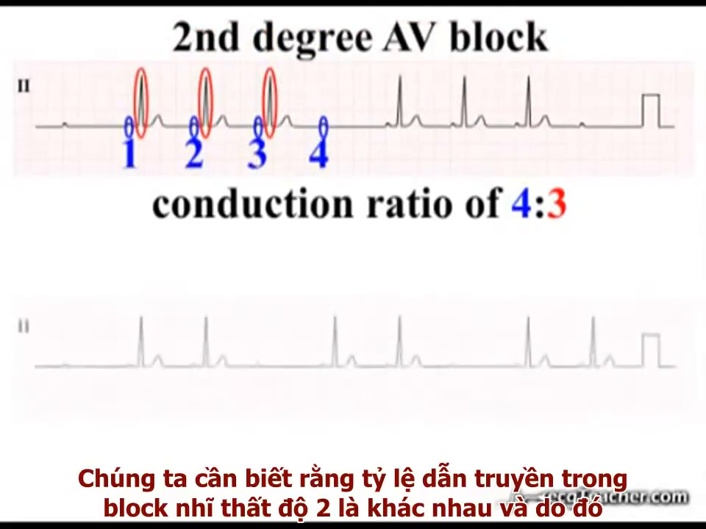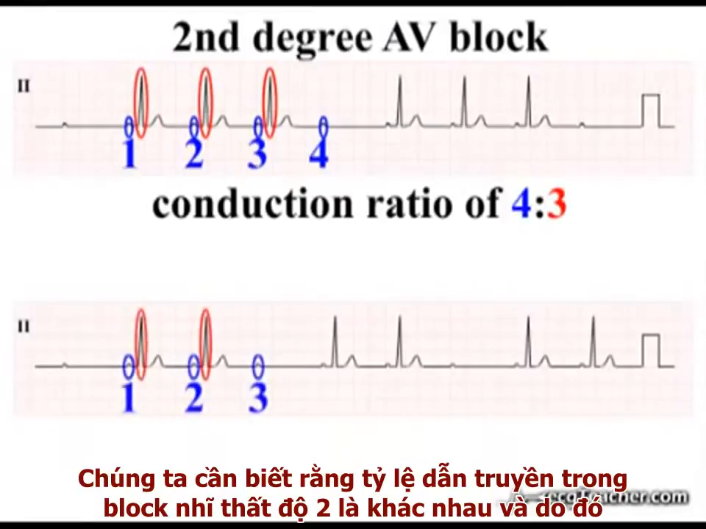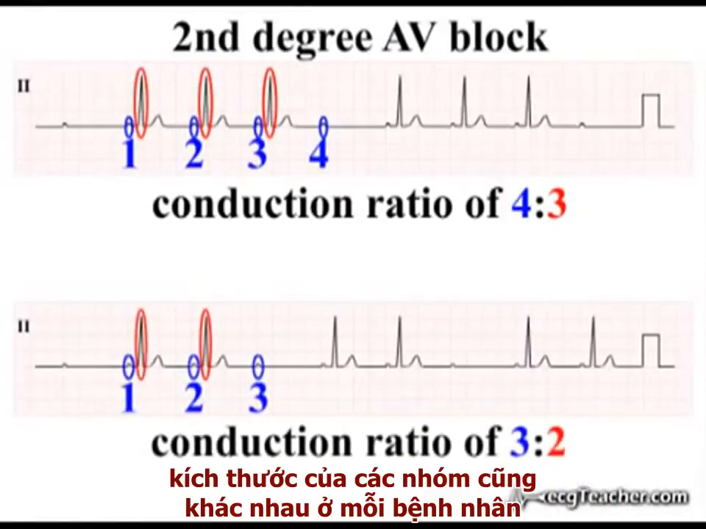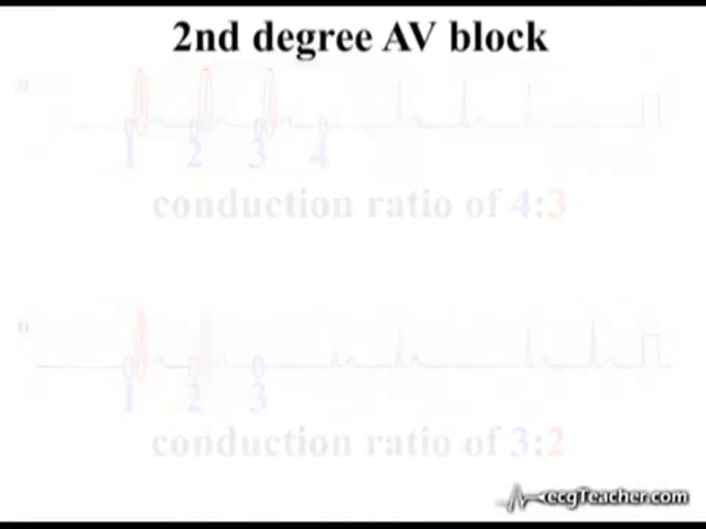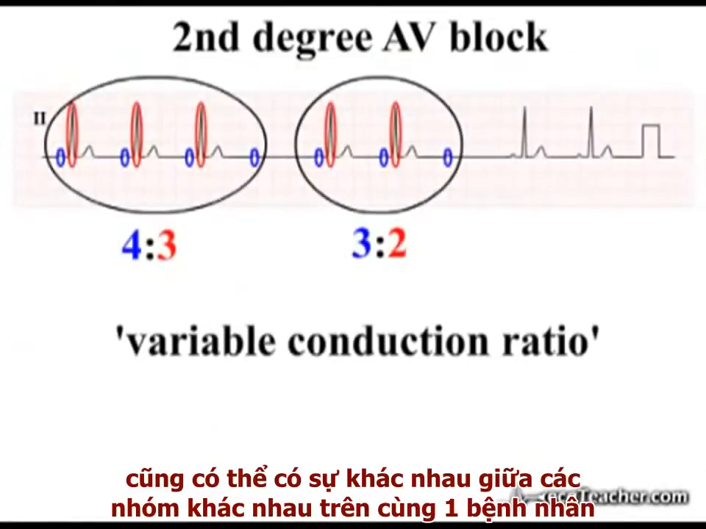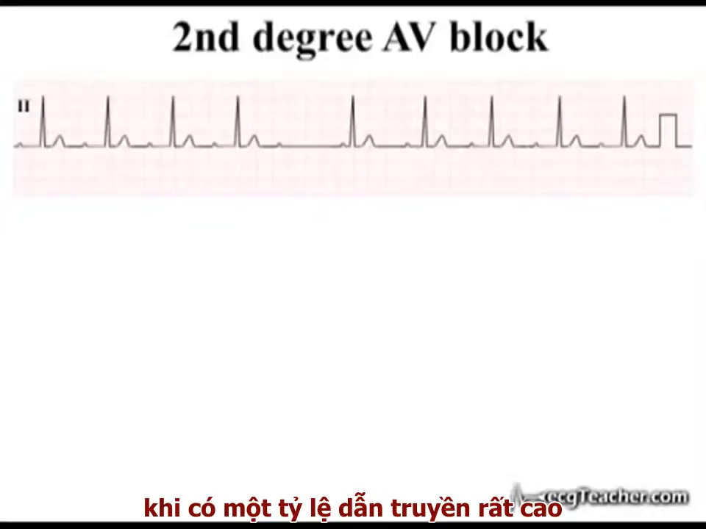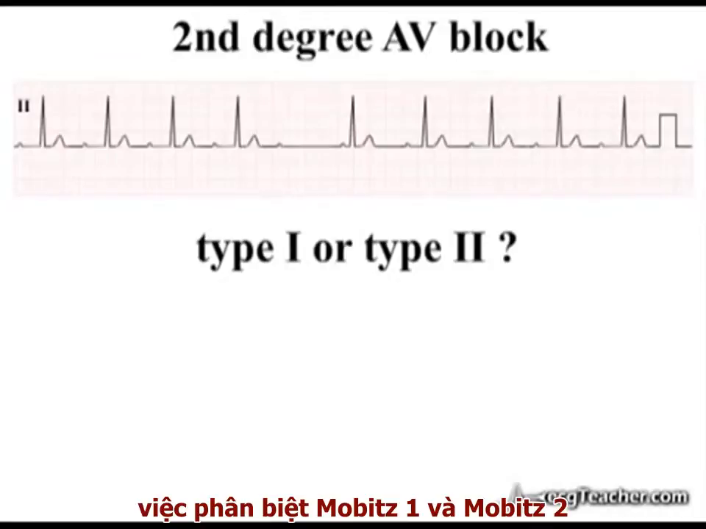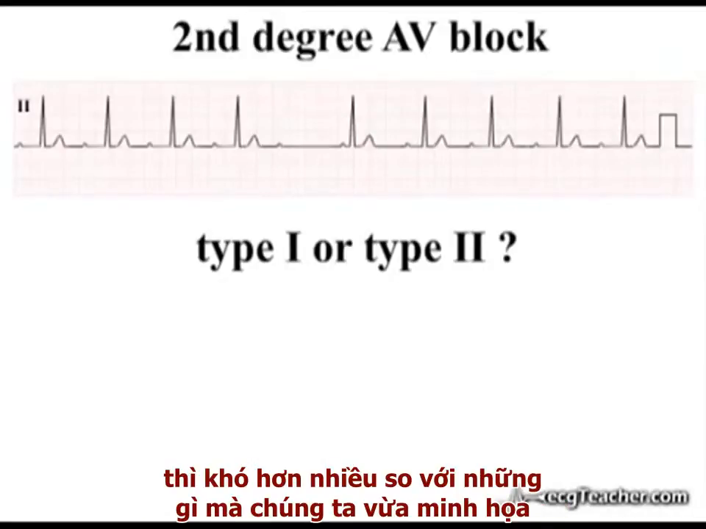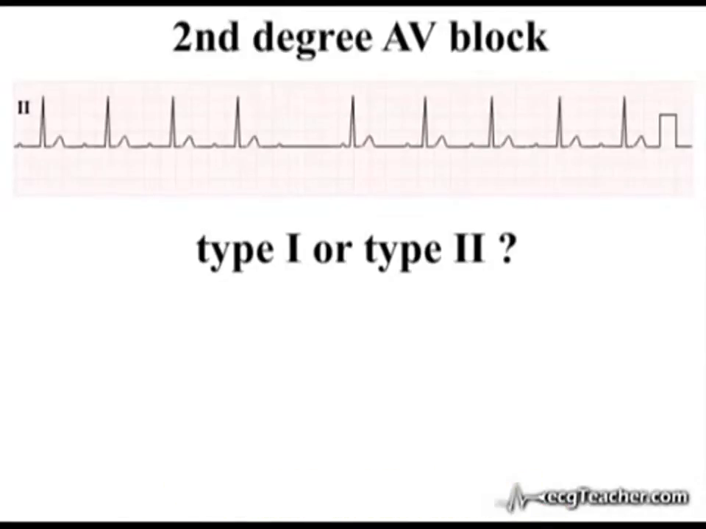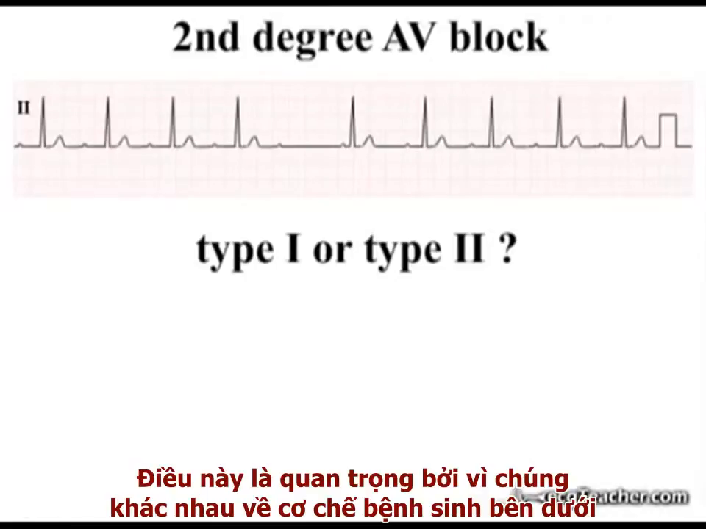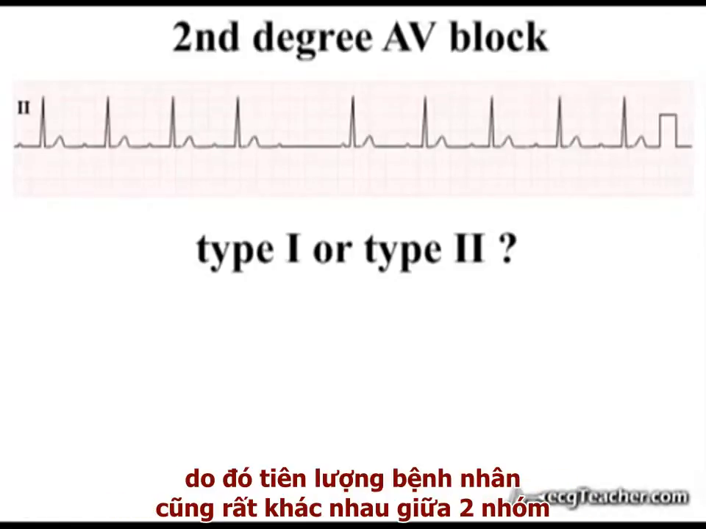We should point out that the conduction ratio in second degree AV block, and therefore the size of the groups, varies between patients, and as shown here, may even vary between groups in a single patient. In the presence of very high conduction ratios, differentiating between Mobitz type 1 and type 2 can be a much more challenging task than we've illustrated so far. Making the call matters because the difference in underlying pathophysiology is reflected in a markedly different prognosis for the patient.